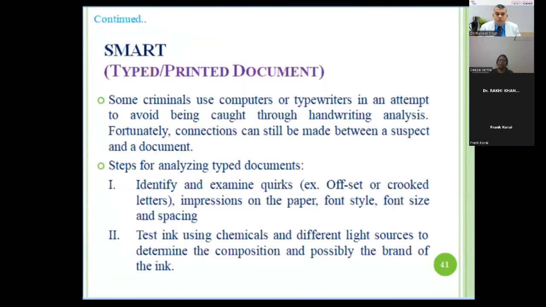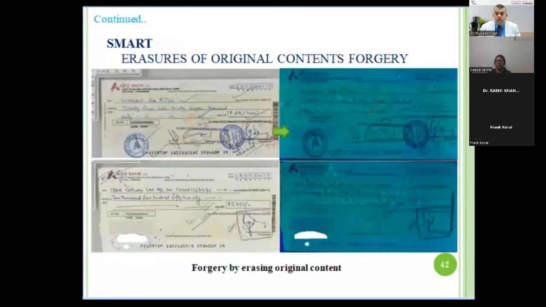Typed printed forgeries. Some criminals use a computer or typewriter in an attempt to avoid being caught through handwriting analysis. Fortunately, a connection can still be made between a suspect and a document. Steps for analyzing a typed document are to identify and examine, for example, offset or crooked letters, impression on paper, font style, font size and spacing. Testing using chemicals and different light sources to determine the composition and possibly the brand of ink. So smart forgery, a few examples are like this.